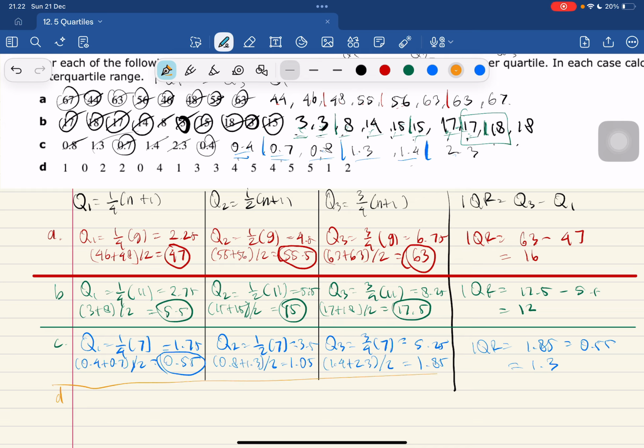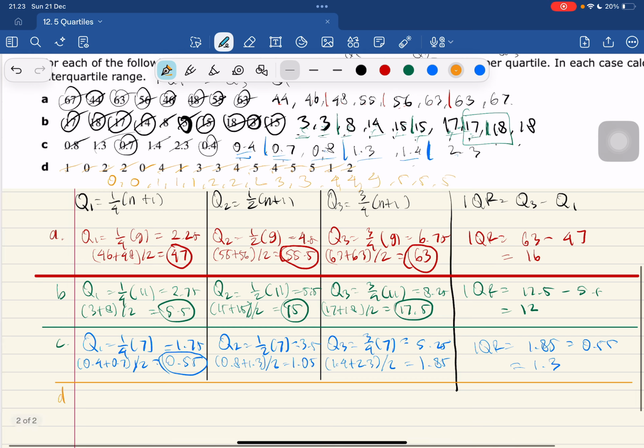Next, D. Let's find D. We arrange from the smallest: 0, 0, then 1s, 2s, 3s, then 4, three times, and then 5, three times. Okay, let's count how many numbers there are: 1, 2, 3, 4, 5, 6, 7, 8, 9, 10, 11, 12, 13, 14, 15, 16.